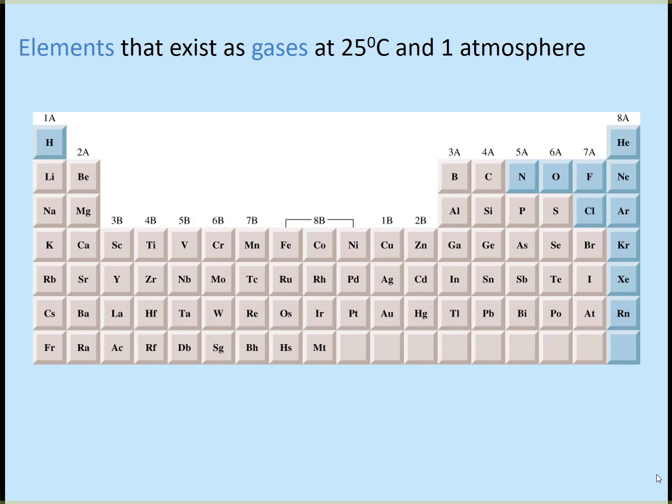One of the families is the noble gas family that's on the far right of your periodic table. And then we have nitrogen, oxygen, fluorine, and chlorine. And then don't forget hydrogen over here. Hydrogen is a gas and a nonmetal. It just hangs out with the alkali metal family because it has one valence electron.